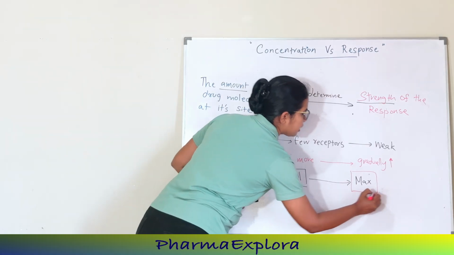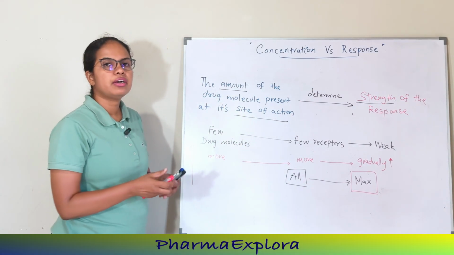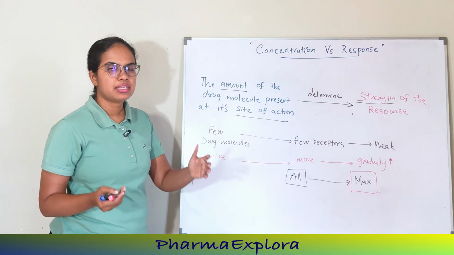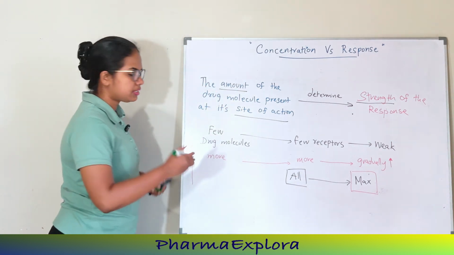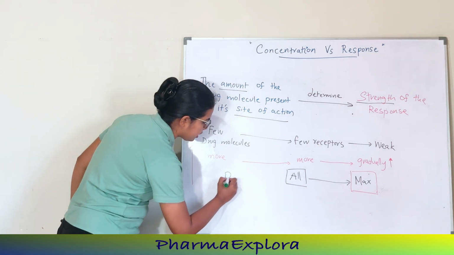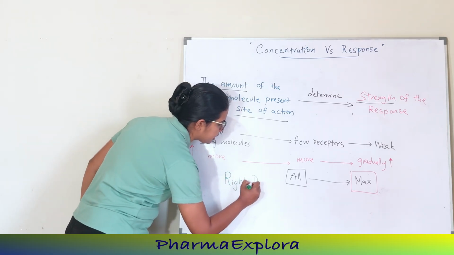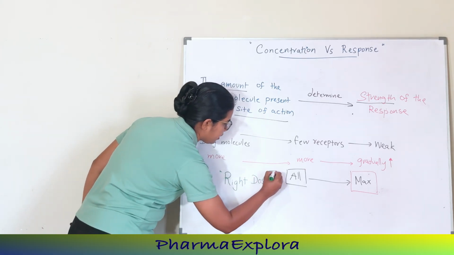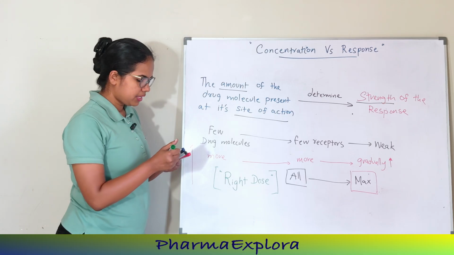So this is very important for clinicians to understand, to give the right dose for a patient to treat disease, avoiding toxicity. This concept is very important for clinicians to decide the right dose of a particular medicine to treat a disease for a patient, avoiding toxicity. So let me explain it again.